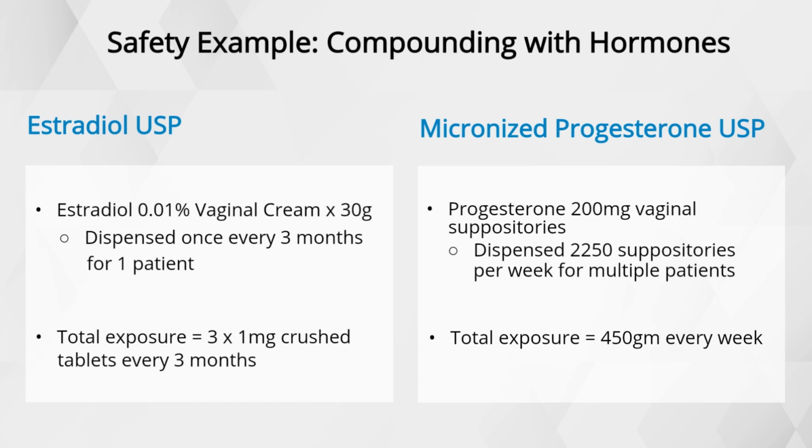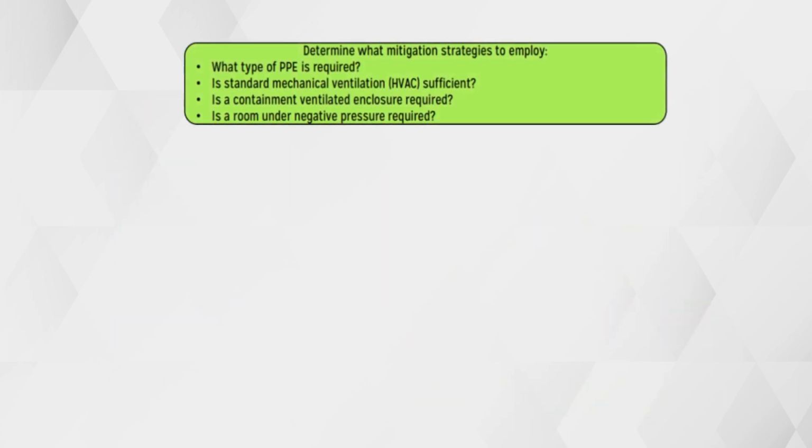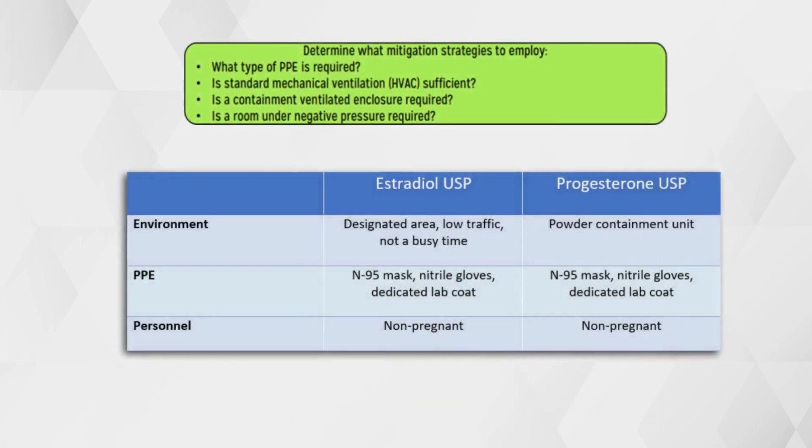Is it reasonable to think that we can mitigate exposure risk and prepare both of these compounds in a regular pharmacy environment? So let's think about how we can mitigate risk. Given the quantities used in the estradiol example, it is likely reasonable that we can mitigate the risks found in the safety data sheet by implementing strategies that control the area and timing of the compounding, the use of appropriate PPE, and perhaps through personnel controls.